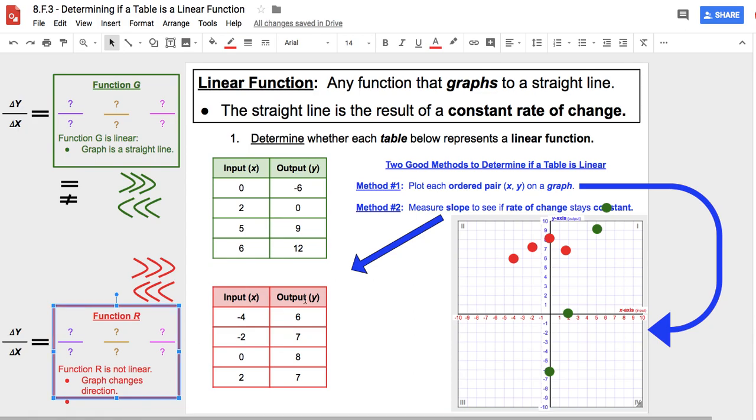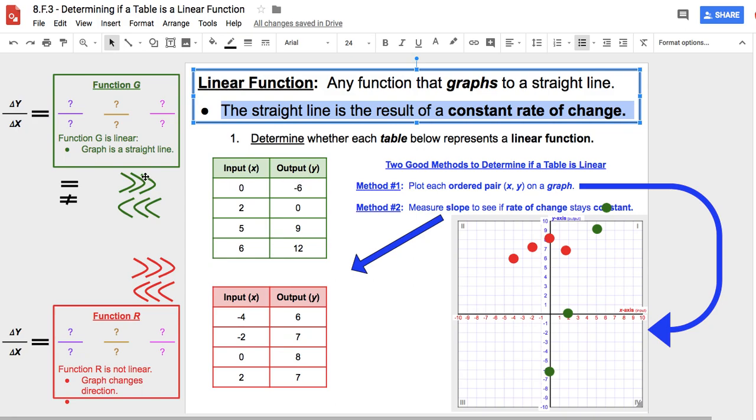Graphing does take a little bit of time, but if you have a whiteboard handy with a graph on it, or you have graphing paper, or even a graph available to you on a computer, this is not that bad of a method. But a quicker and easier way is just to try to measure and see: will the slope be staying constant? Does the table follow a constant rate of change? And if so, we know it would be linear.